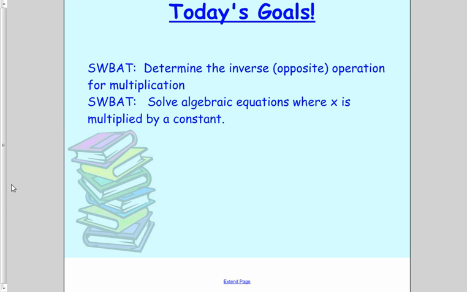All right, today's goal: students will be able to determine the inverse or opposite operation for multiplication, and students will be able to solve algebraic equations where x, or any variable, is multiplied by a constant.